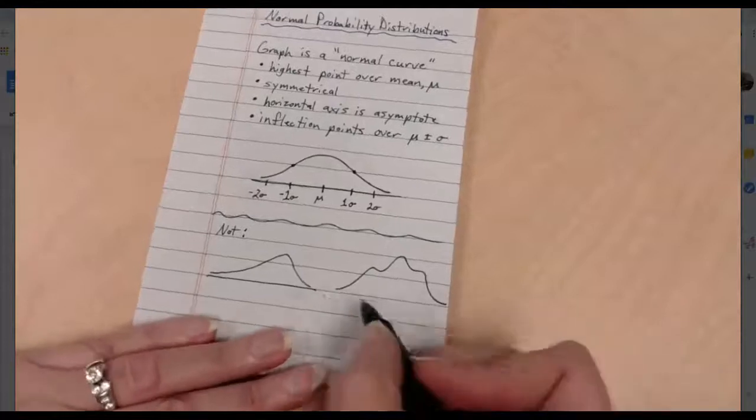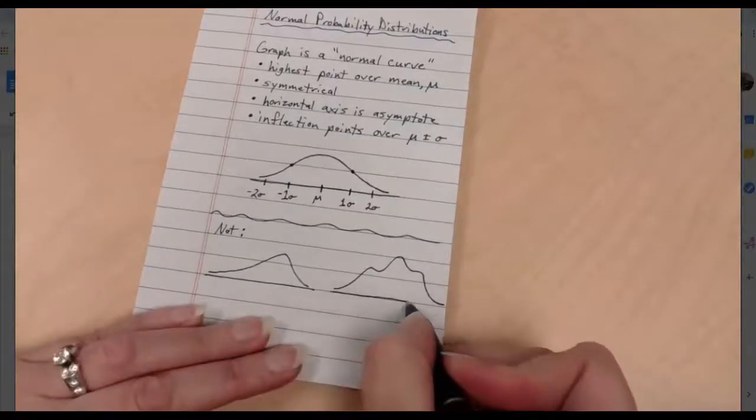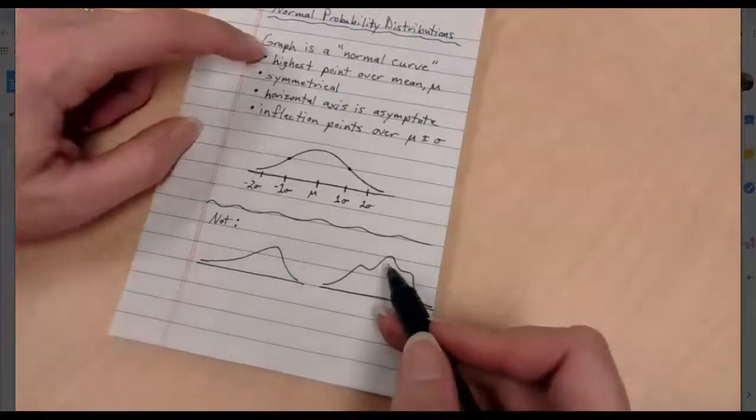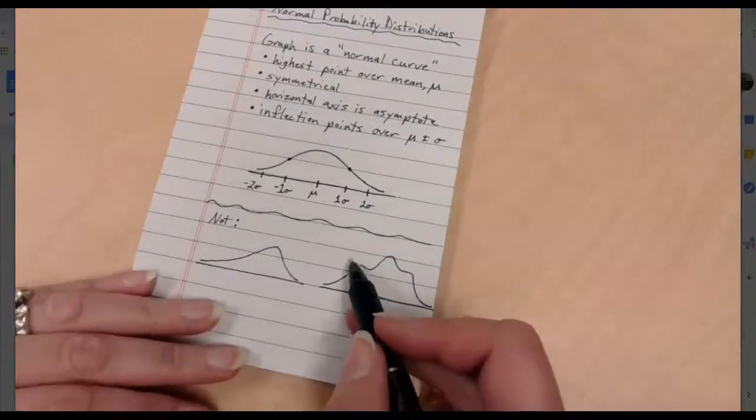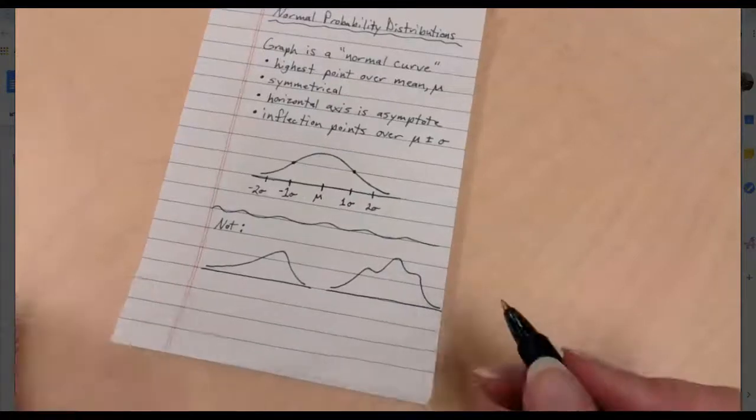It's kind of symmetrical. It's got the asymptote. That part's okay. Ooh, but it has to have a single highest point, and it's lumpy, and lumpy's bad. All right, this has multiple inflection points. This is not going to work.